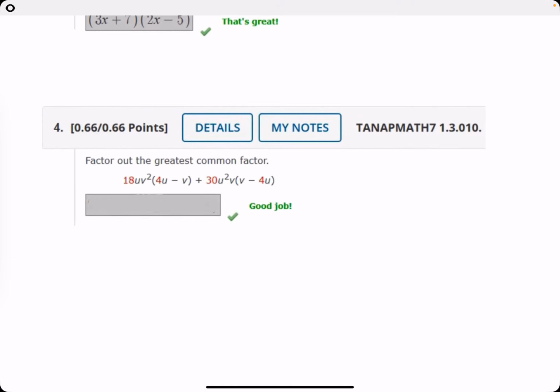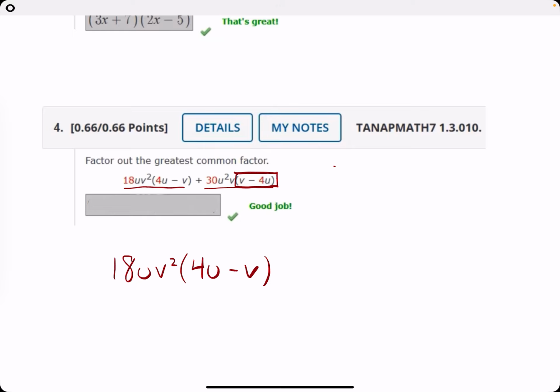Number 4, greatest common factor again, but now we're dealing with a little bit more to it. So this is very interesting. So one thing I'm going to suggest is, let's rewrite one of these sides, probably the second side. So I'm going to rewrite this whole thing. 18uv squared 4u minus v. And what I'm going to do is particularly rewrite that right there.